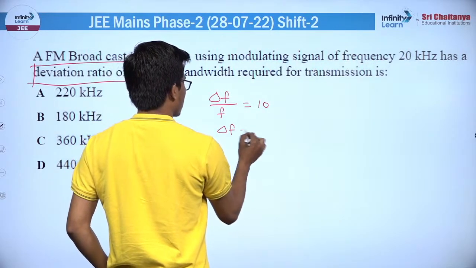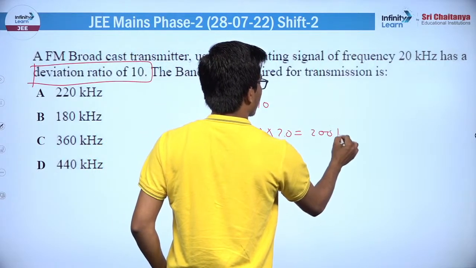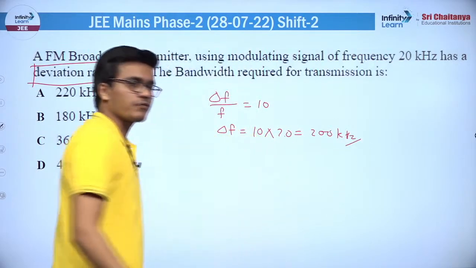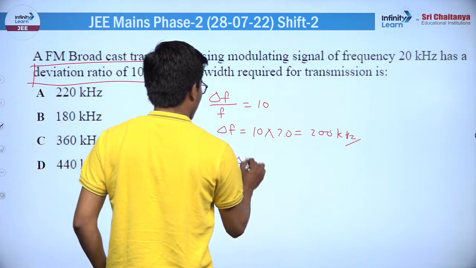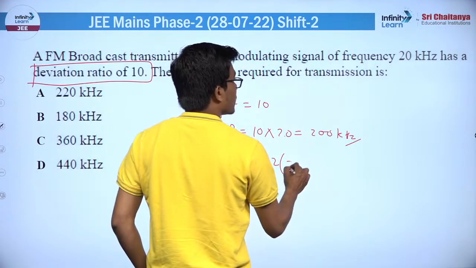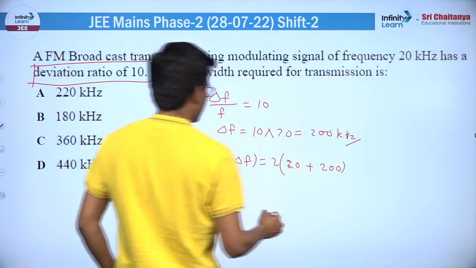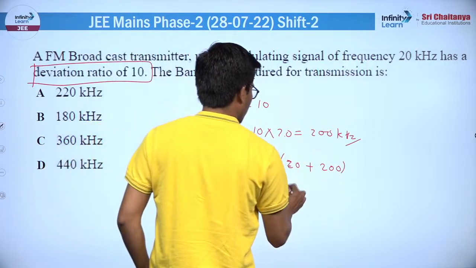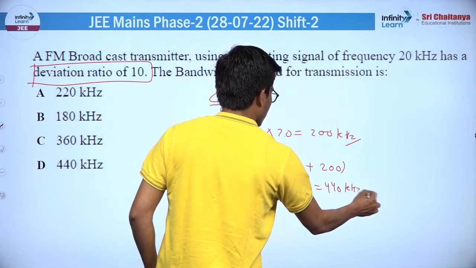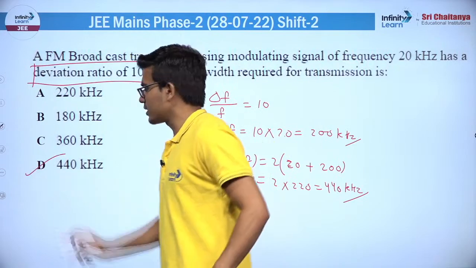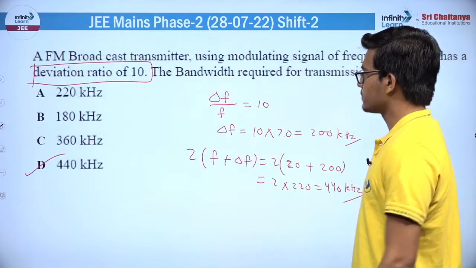So the deviation in frequency you can write as 10 into 20, so 200 kilohertz is the deviation in frequency. You need to find the bandwidth, and bandwidth is given by 2 times (f plus delta f). f is 20, delta f is 200, right? So it will be 2 times 220, meaning 440 kilohertz should be my final answer, which is given in option D. Alright, moving to the next question.